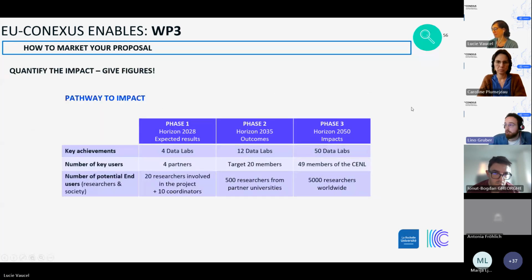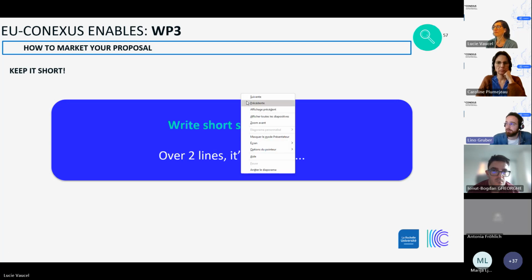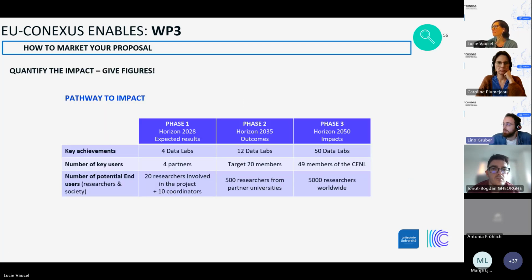The next slide is about quantifying the impact and giving figures, which goes back to things that we already mentioned, regarding the need to define indicators and give figures. So having a table like this one could do the job. It's easy, short, and it clearly shows what are your expected results, outcomes, and impacts, which goes back to what Lucy explained. So the results are during the project, outcomes right after, and impacts in the long term.